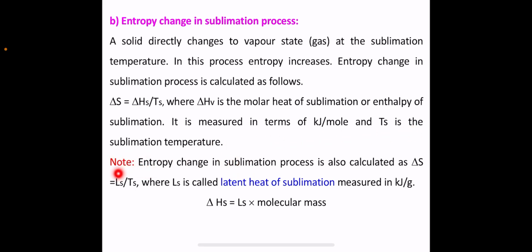In the same way, here also we are going to note down one point: entropy change in the sublimation process is also calculated as delta S equal to Ls divided by Ts, where Ls is the latent heat of sublimation, measured in kilojoules per gram, and the change in latent heat of sublimation is equal to Ls times the molecular mass. So the molar heat of sublimation delta Hs is equal to the latent heat of sublimation times the molecular mass.